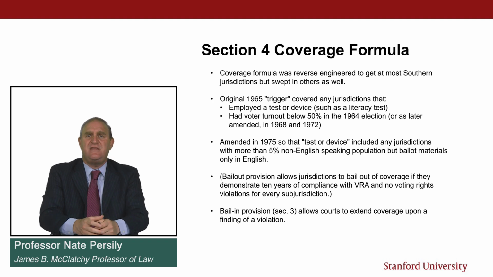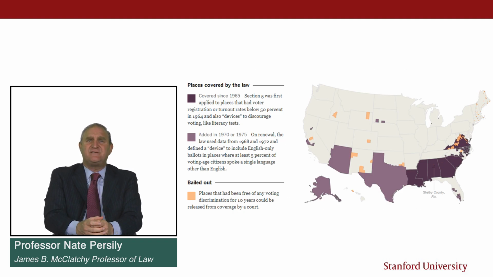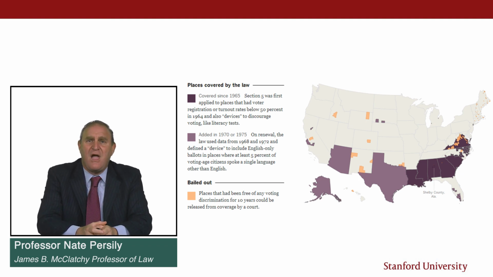And so here you can see the map of the areas covered by Section 5 of the Voting Rights Act. You'll see that most of it includes the South, but it doesn't include all of the South, and it includes some places outside the South. For example, it includes some of the boroughs of New York City: Manhattan, Brooklyn, the Bronx. It doesn't include all of Florida, just a few counties in Florida. It includes parts of California. Because of the language minority provisions, it includes Alaska, and it includes Arizona, but it doesn't include New Mexico.